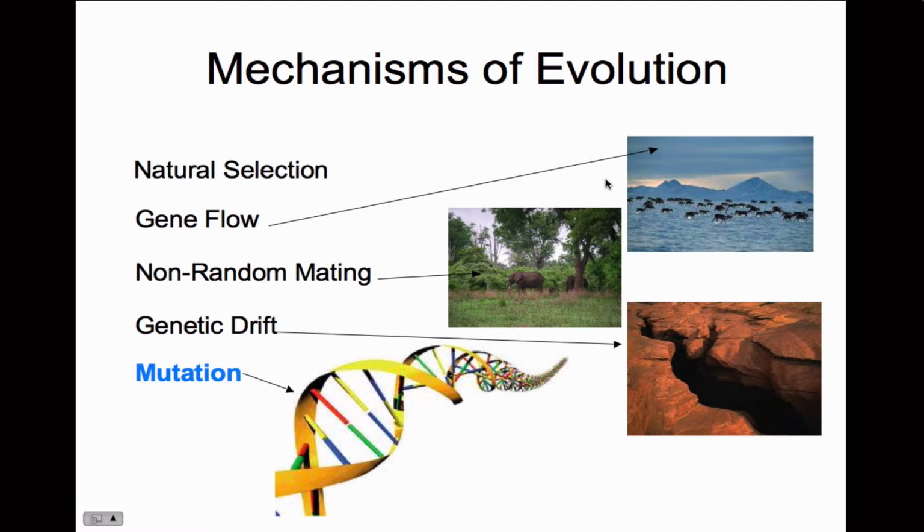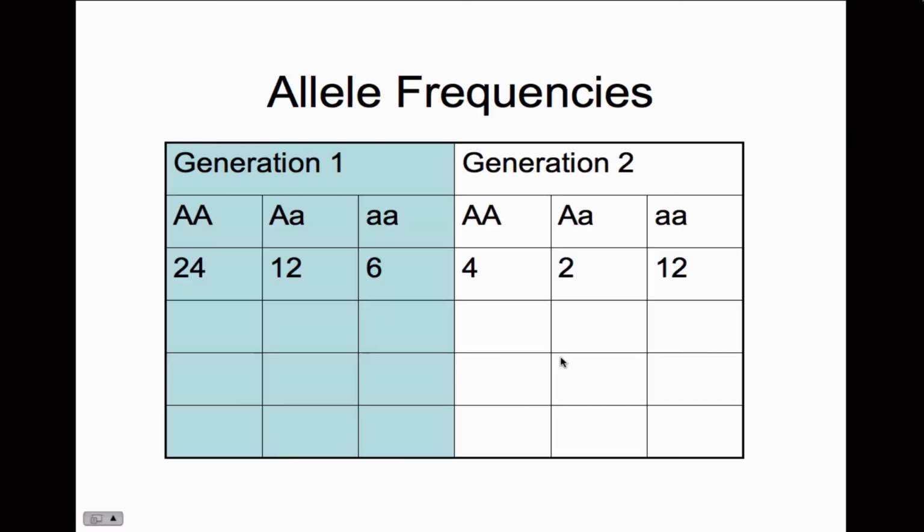And then the last one that I'm going to talk about is mutation. And mutation is the most common form of evolution. So mutation in the genetic code causes variation in the population, and that change in variation is going to cause changes over time, which is our definition of evolution. So how do we know that evolution has occurred?